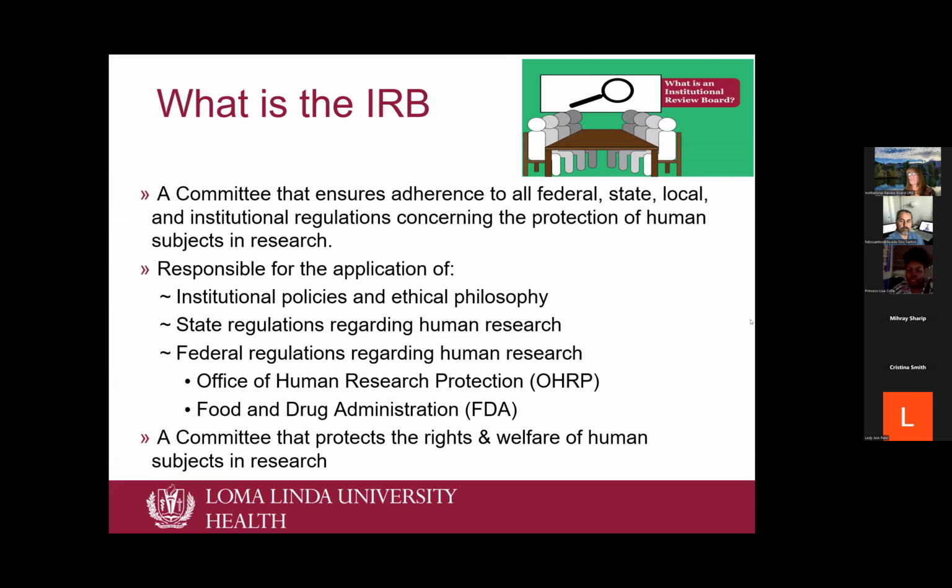So to get started, the IRB is a committee that ensures adherence to all federal, state, local, and institutional regulations. This is all concerning protection of human subjects in research. So we're responsible for not only institutional policies and ethical philosophy, but state regulations regarding human research. And as we know, there are a lot of different regulations within the state of California than there are for other states. And then we have federal regulations regarding human research. That includes the OHRP and the FDA. So in a nutshell, we're a committee that protects the rights and the welfare of human subjects in research.